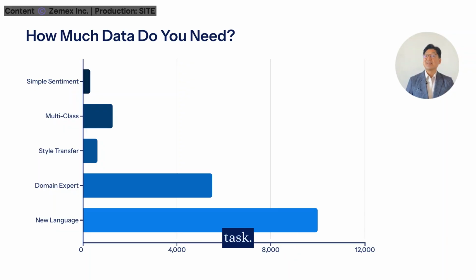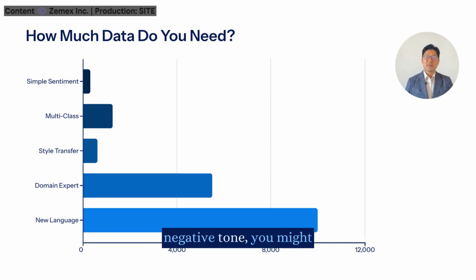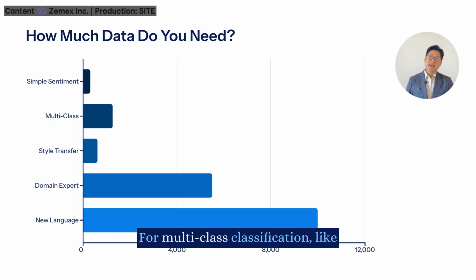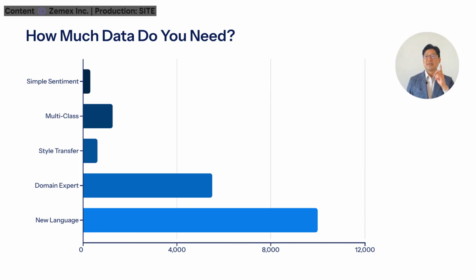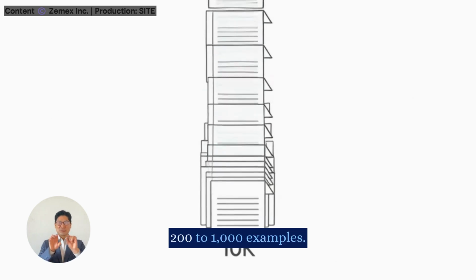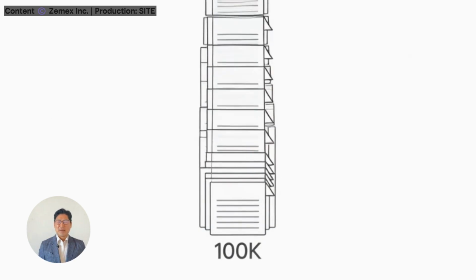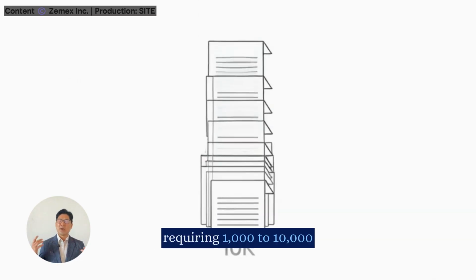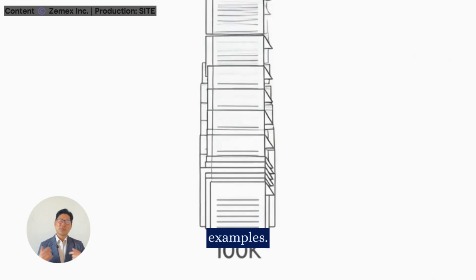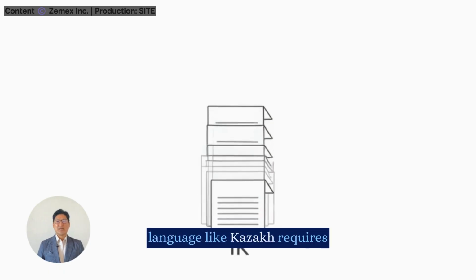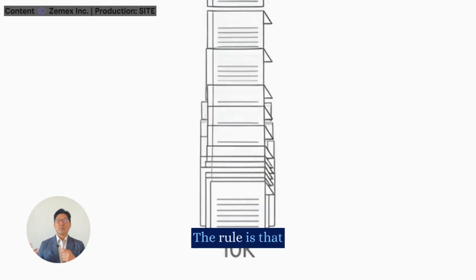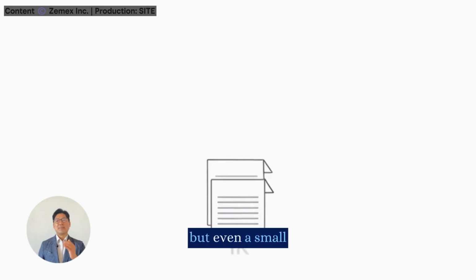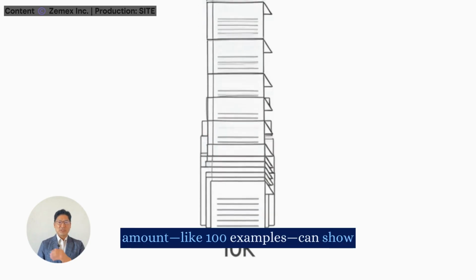How much data do you actually need? It depends on the task. For simple sentiment analysis, like determining positive or negative tone, you might only need 100 to 500 examples. For multi-class classification, like sorting emails, you'll need 500 to 2,000. Style transfer usually requires 200 to 1,000 examples. Domain expertise is harder, requiring 1,000 to 10,000 examples. And teaching a new language like Kazakh requires 10,000 or more.